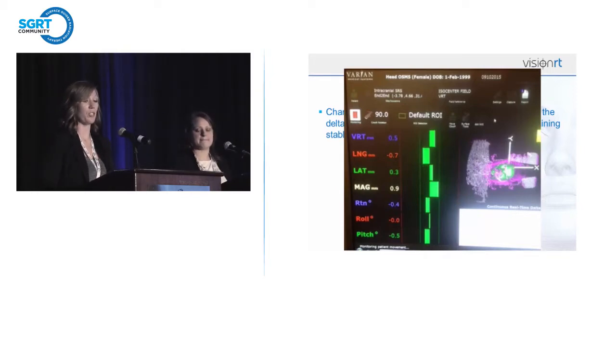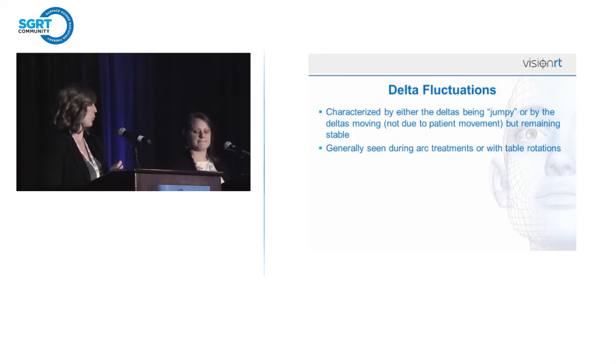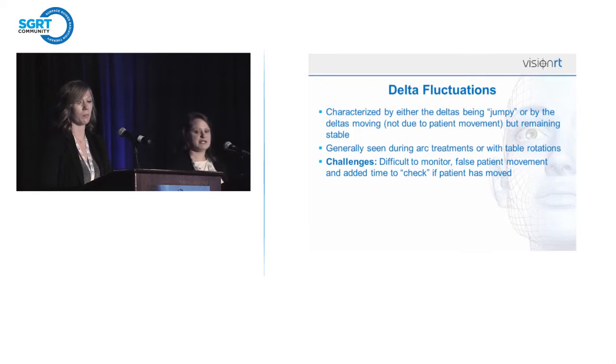This is generally seen during ARC treatments or when we have those large table rotations. So challenges to this are obviously it's difficult to monitor. False patient movement can add extra time because you're not sure if the patient moves, so you want to check to make sure. So it becomes a challenge for everyone when this is happening. We see this more often, I believe, with SRS cases.